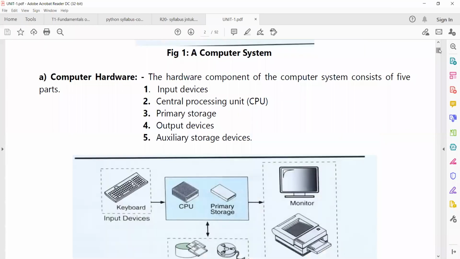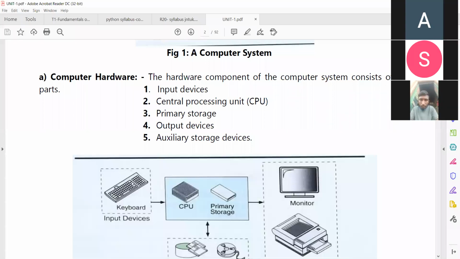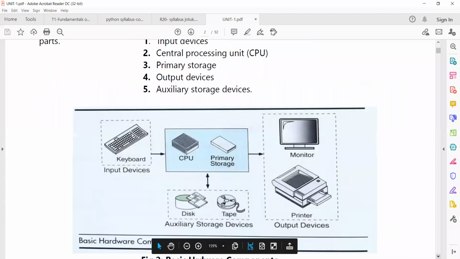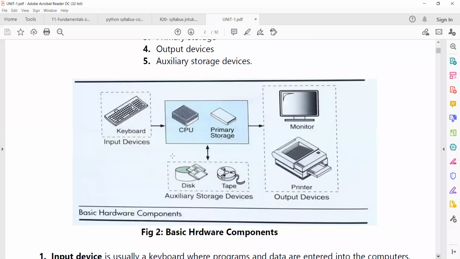And these are the computer hardware: input devices, central processing unit, primary storage, output devices, auxiliary storage devices. Already in C programming you learned these things. So keyboard can be treated as an input device. CPU, central processing unit, performs operations like arithmetic logic unit, arithmetic operations. Primary storage is there. You can call this primary storage our main memory. Of course RAM is a main memory, random access memory.